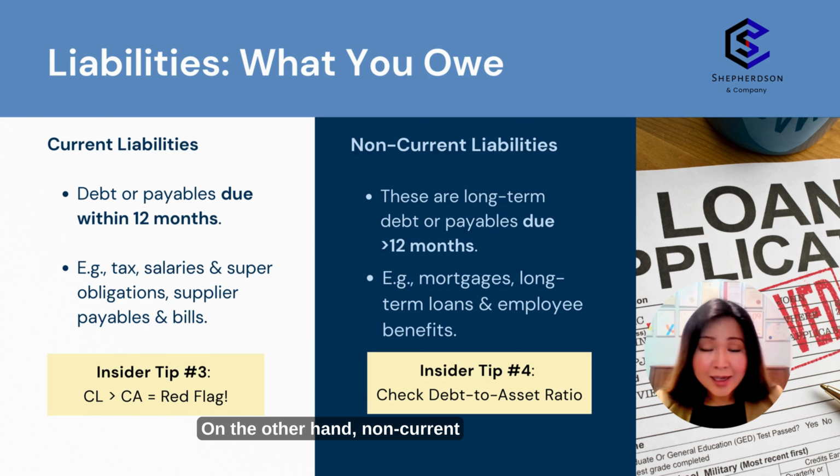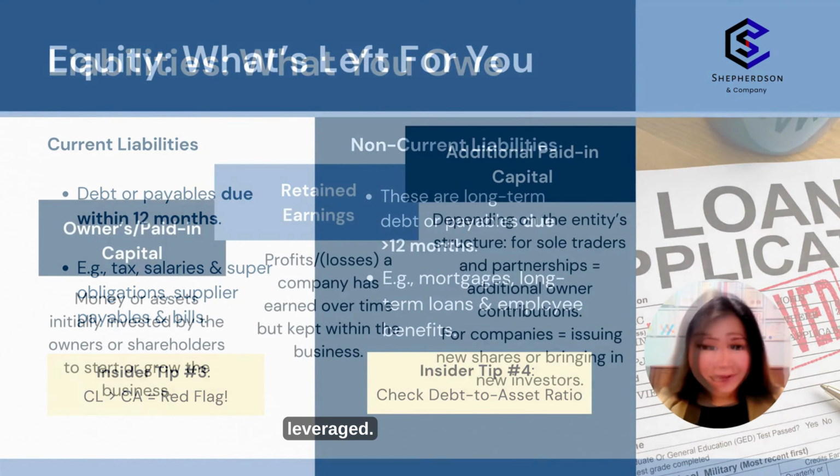On the other hand, non-current liabilities are loans and longer-term arrangements. So tip number 4. Borrowing isn't bad, but you should check one figure regularly, which is your debt-to-asset ratio. Usually, anything above 0.6 means you're getting highly leveraged.